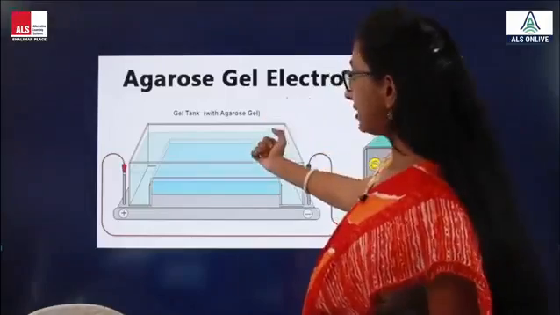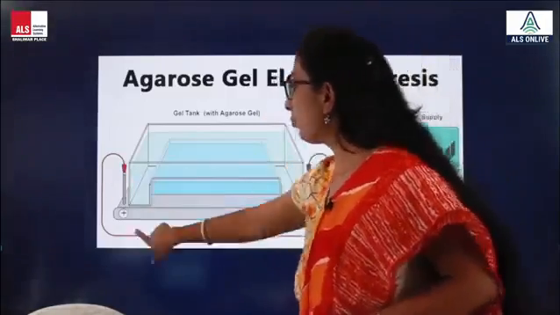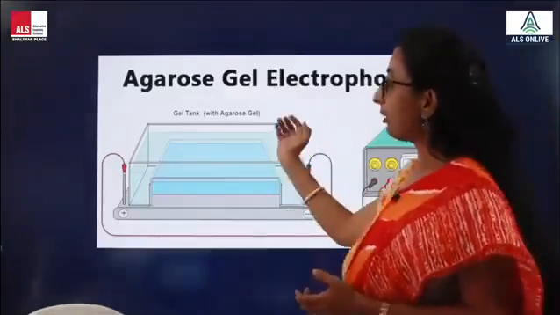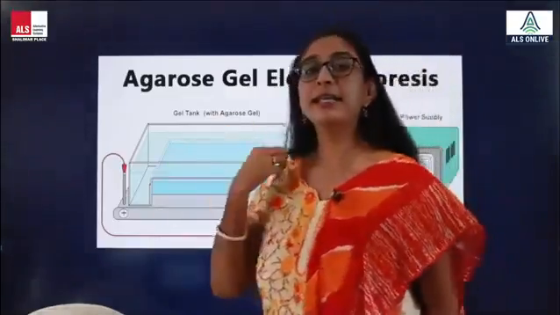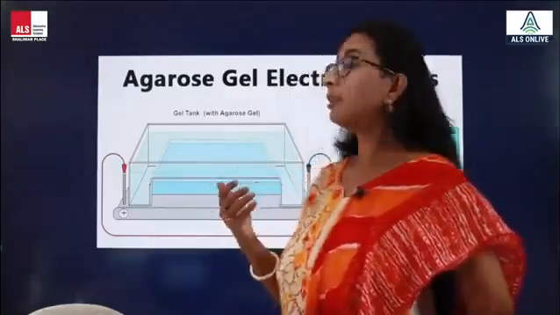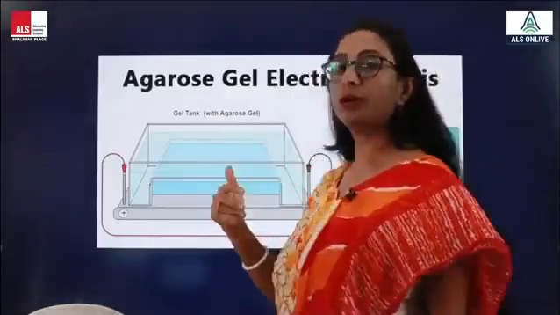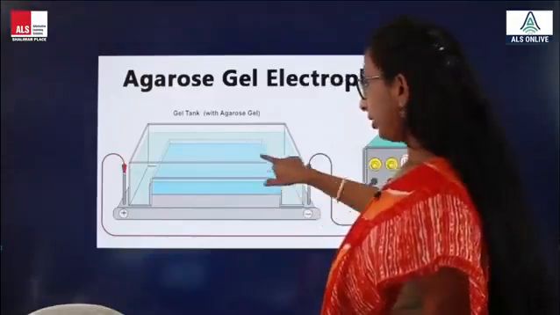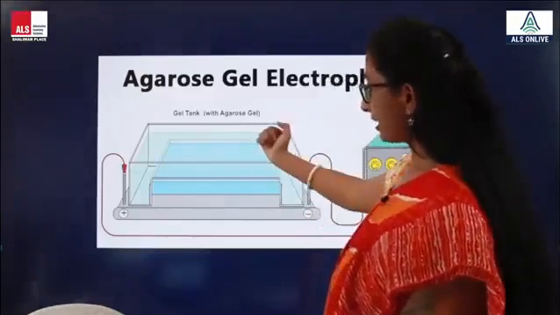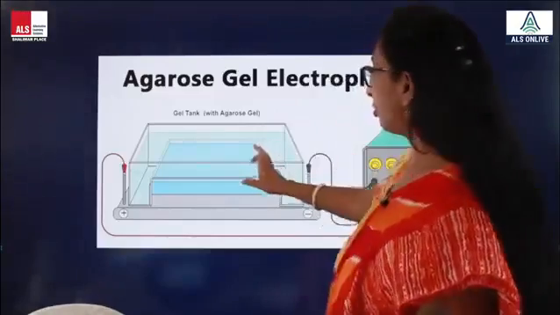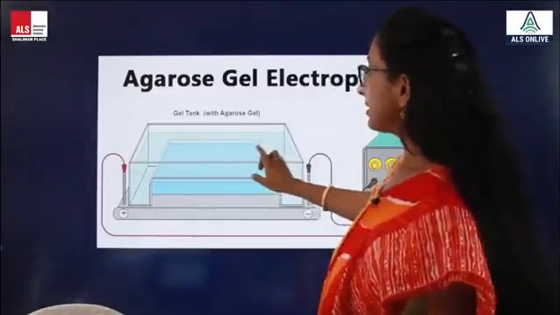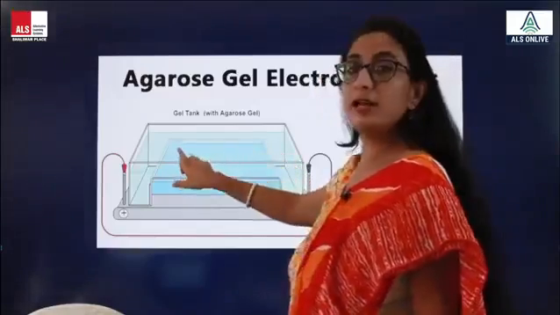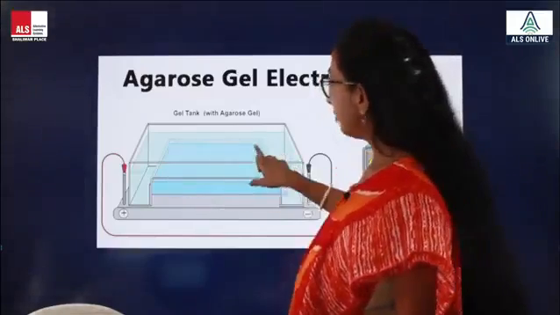We have to load the samples over here and then we connect the positive and the negative to the power supply. After loading the sample, DNA being negatively charged, isn't it, we will load it at the end of the cathode. Which is the cathode? This is the cathode, right? So we will load it here. The wells will be here. We will load the samples over here. After passing electricity, DNA being negatively charged, it will move away from the cathode towards the anode. So it will start moving over here.